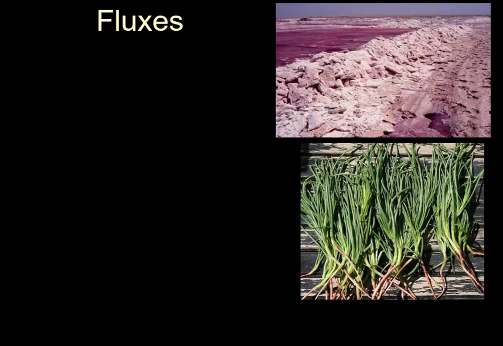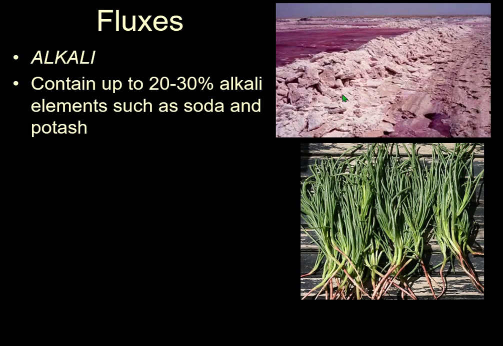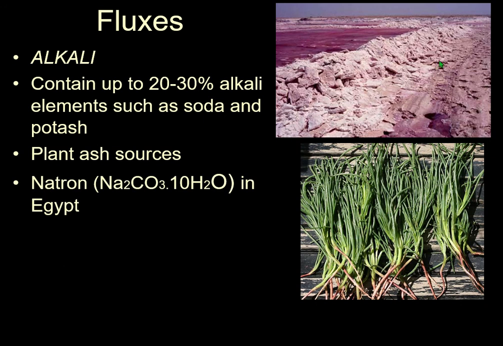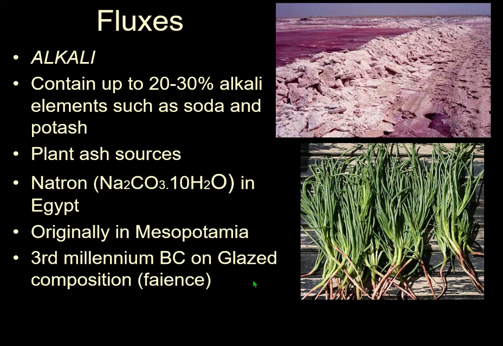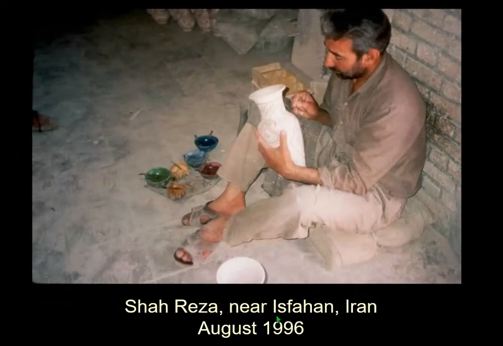And we also have alkali glazes. Alkali glazes contain 20 to 30% alkali elements such as soda and potash. And these have a plant ash source. You have these halophytic plants. And you also have natron, sodium carbonate, from Egypt. So you only get this in Egypt, though. So this was first developed in Mesopotamia, originally used on this glazed composition, which is like crushed quartz. And after about 1500 we see it's found on clay. And we have a lot of alkali glazes in the Middle East.